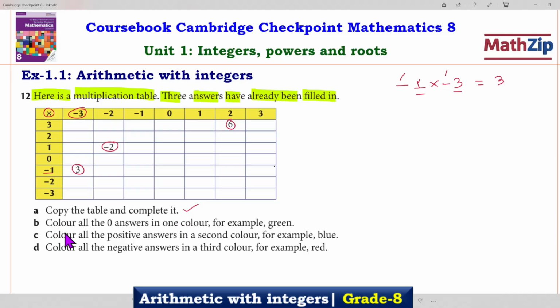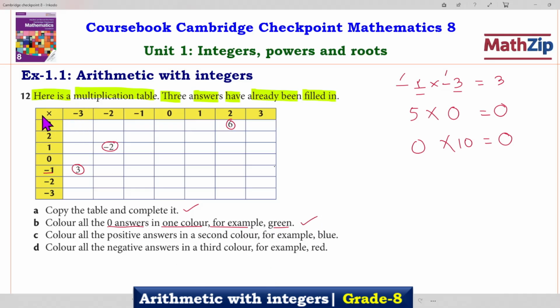Then we will mark, like color, all the 0 answers in one color, for example green. What about this one? If you multiply any number by 0, you will get 0. Like 5 times 0, it will be 0. 0 times 10, it will be 0. So here it is mentioned, color all the 0 answers in one color, for example green.